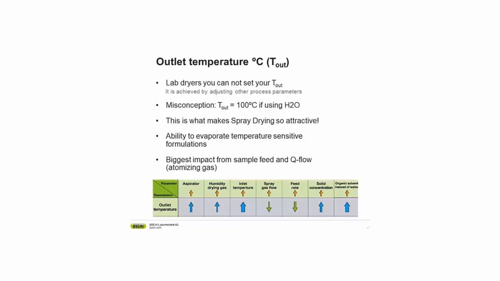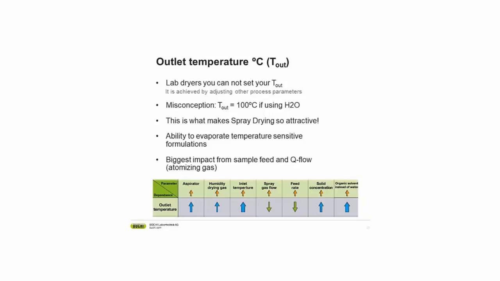Then let's talk about the outlet temperature. This is a temperature which you want to keep an eye on. If your product is temperature sensitive, you need to make sure the outlet temperature stays below the sensitivity of your product. As I said before, on a spray dryer you cannot set your outlet temperature, but you have to play around a bit with the inlet temperature, and the biggest impact is the sample feed and the spray gas.